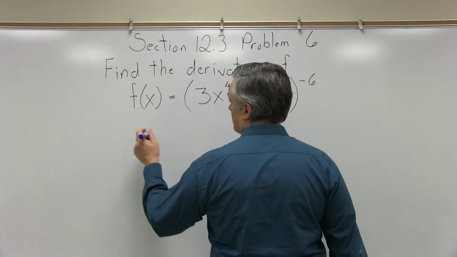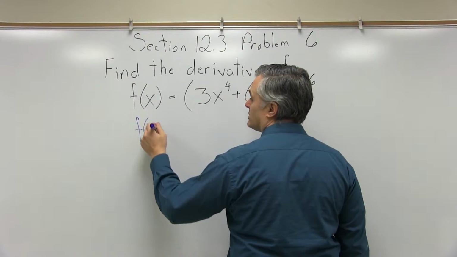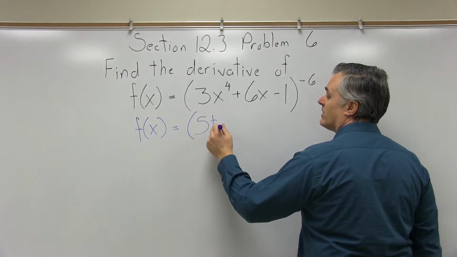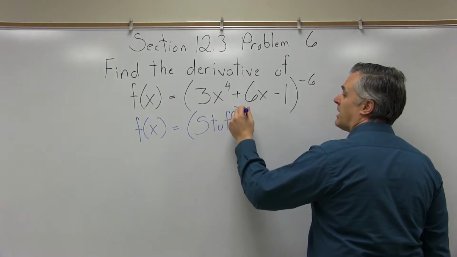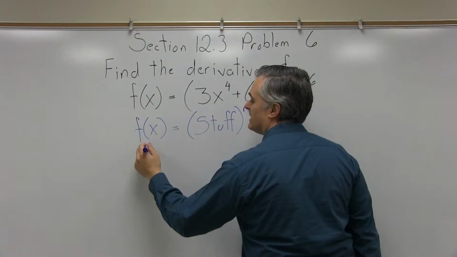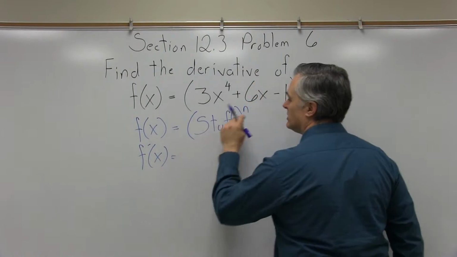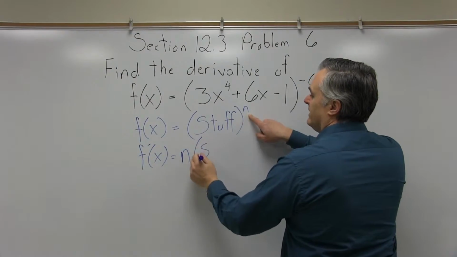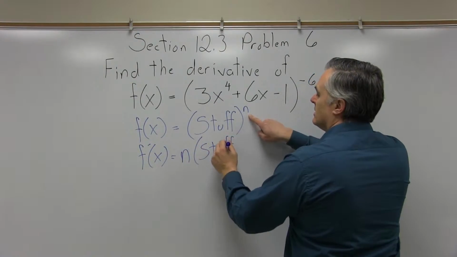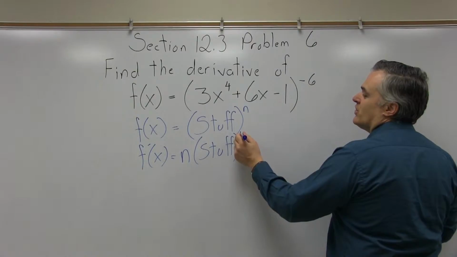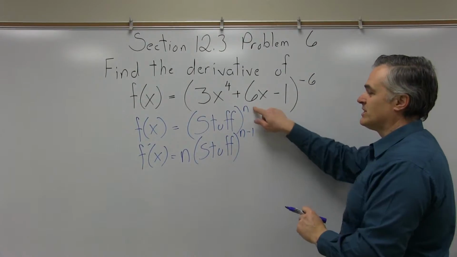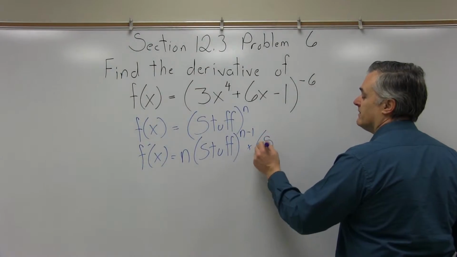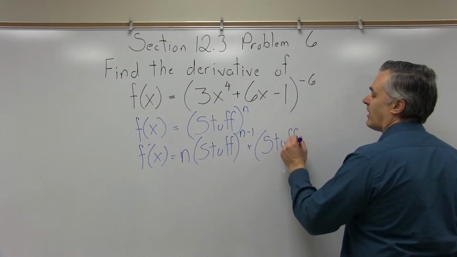So again, we're using the chain rule. The chain rule says if your function is f of x equals some stuff in parentheses raised to a power, the derivative is f prime of x equals, the exponent comes down in front of the parentheses. You leave the stuff the way it is, close the parentheses. It has a new exponent, which is 1 less than the original exponent, which I write n minus 1. And then you multiply times the derivative of the stuff, which I write stuff prime.